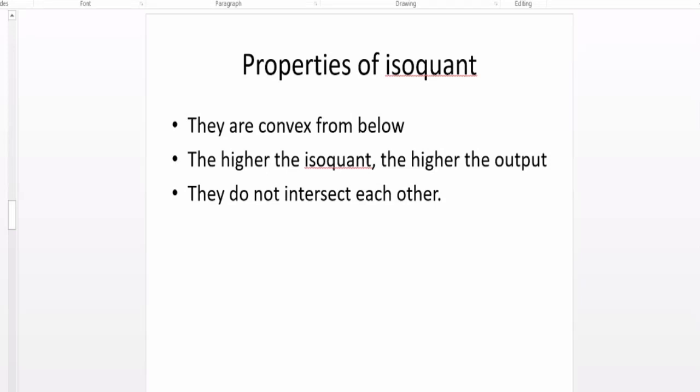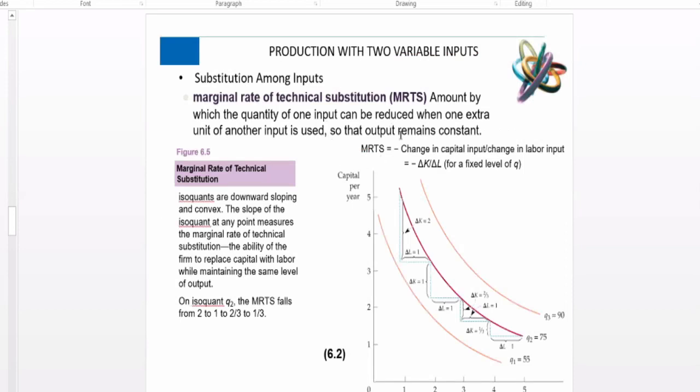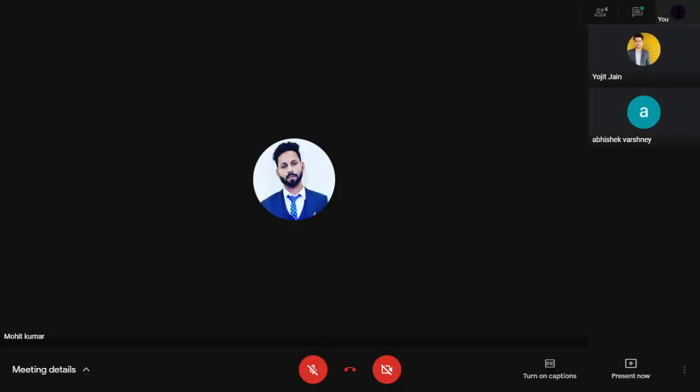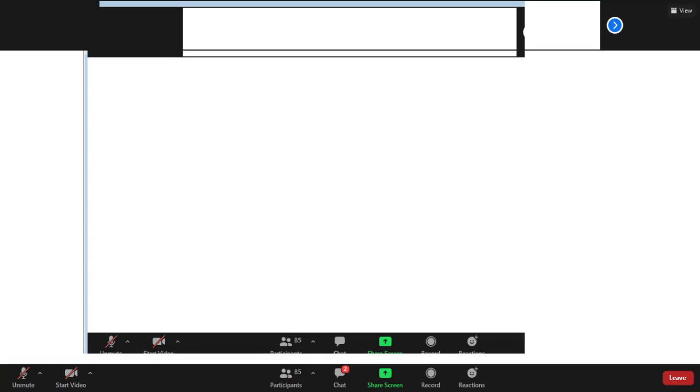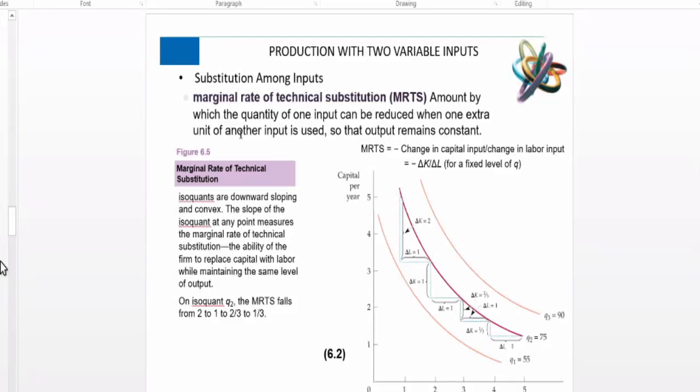is that they do not intersect with each other. Then why does this happen? Why is this downward sloping and, I mean, convex in nature? It's not a line. It's a curve. So why is the shape of an isoquant like a curve? Because of the marginal rate of technical substitution.